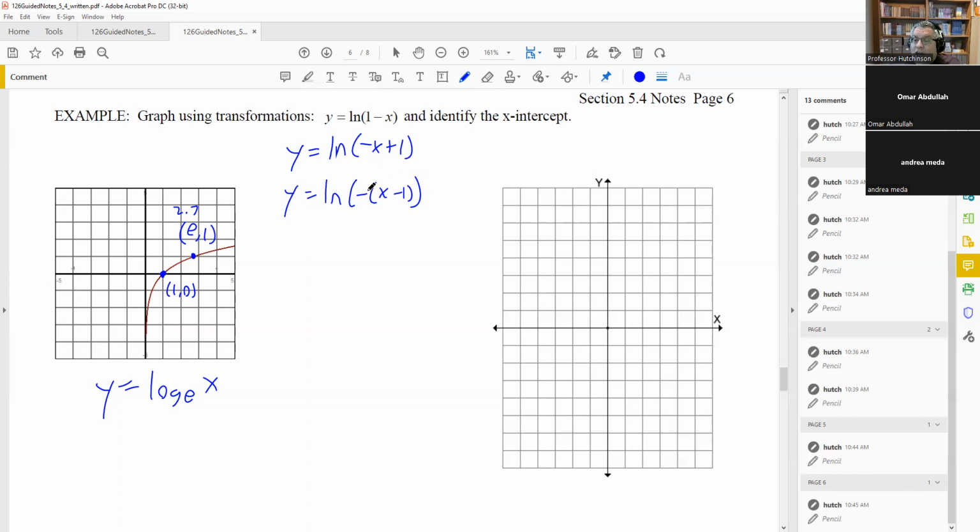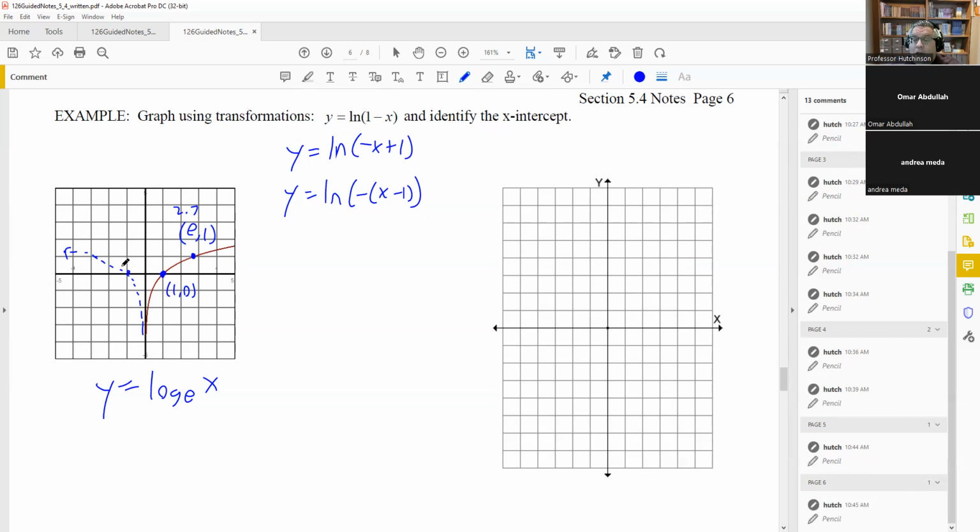So this is a problem where I have a negative inside. Negative inside means that I'm going to flip this graph and it's going to look like that. The graph actually opens to the left because of the negative inside. Negative inside flips it over the y-axis. Negative on the outside flips it over the x-axis. So negative on the inside means we flip it over the y-axis.